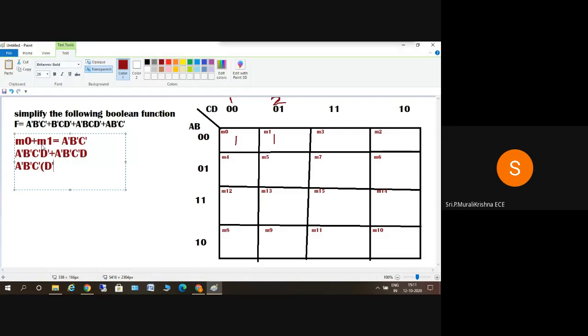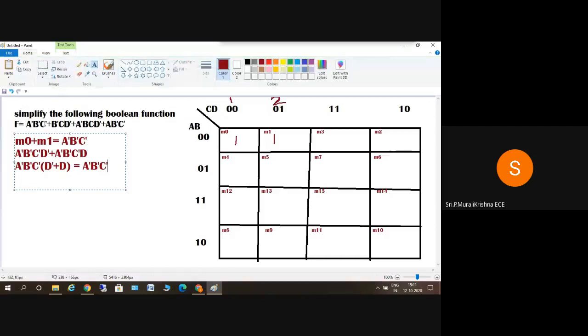plus D. So when it is D bar plus D, it is equal to 1, so A bar B bar C bar. So this is for just your understanding. Most of the people are silent, so this is for those people. So how does A bar B bar C bar come? By grouping M0 and M1 we'll get A bar B bar C bar value.